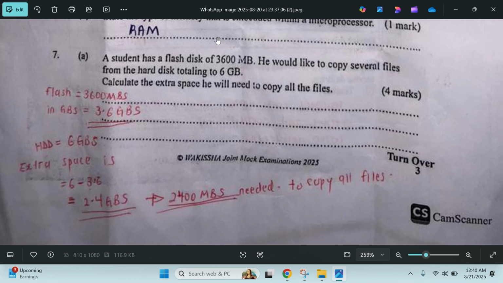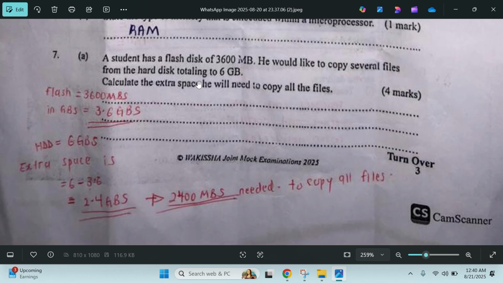7. A student has a flash disk of 3600 MBs. Now that is 3.6 GBs, if you can compute that quickly. And then they're telling us that he would like to copy several files from the hard disk totaling 6 GBs. They want to transfer 6 GBs.